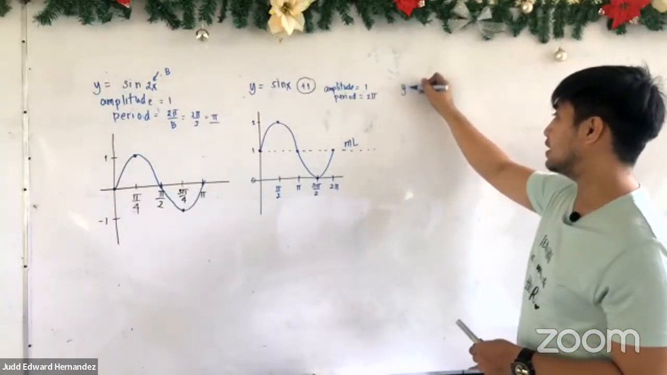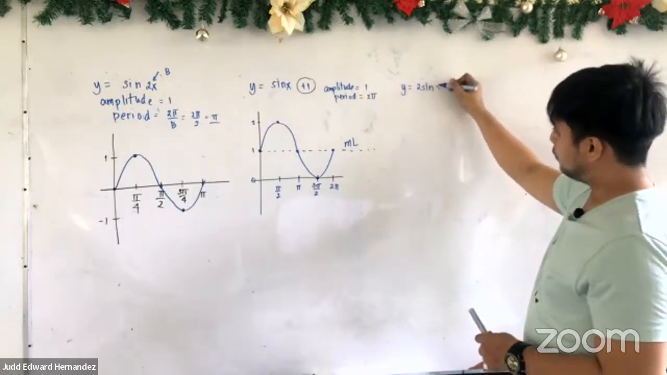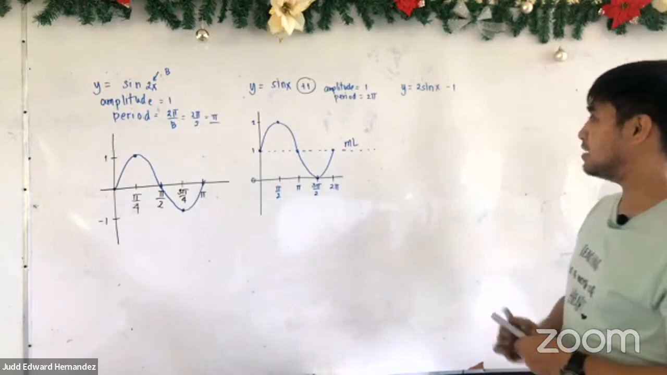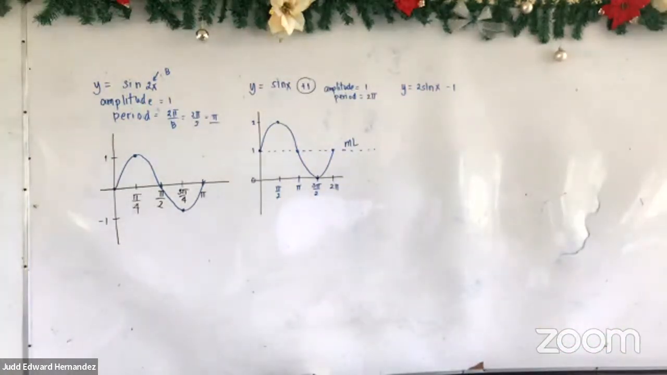What if we're now given y is equal to 2 sine of x minus 1? Again, I'm giving you 2 minutes.